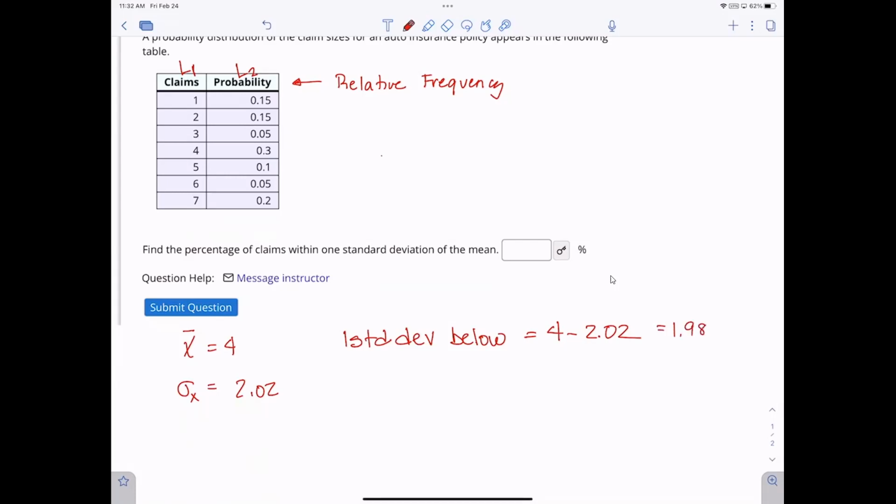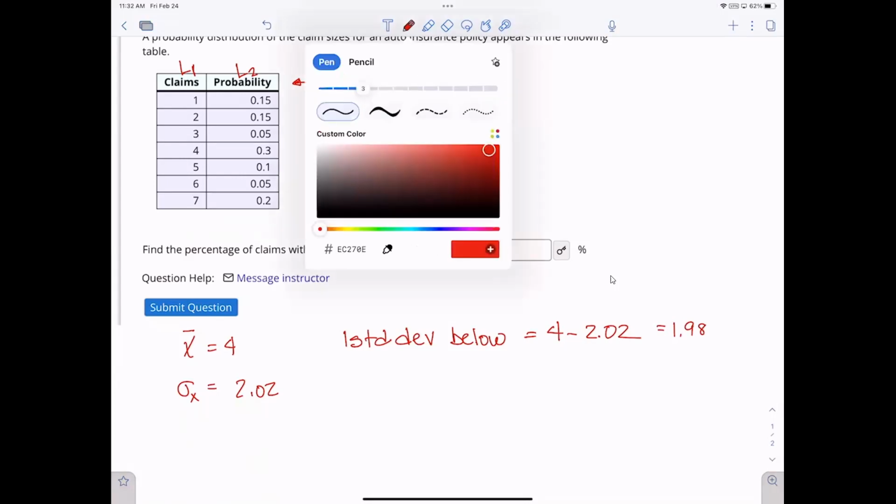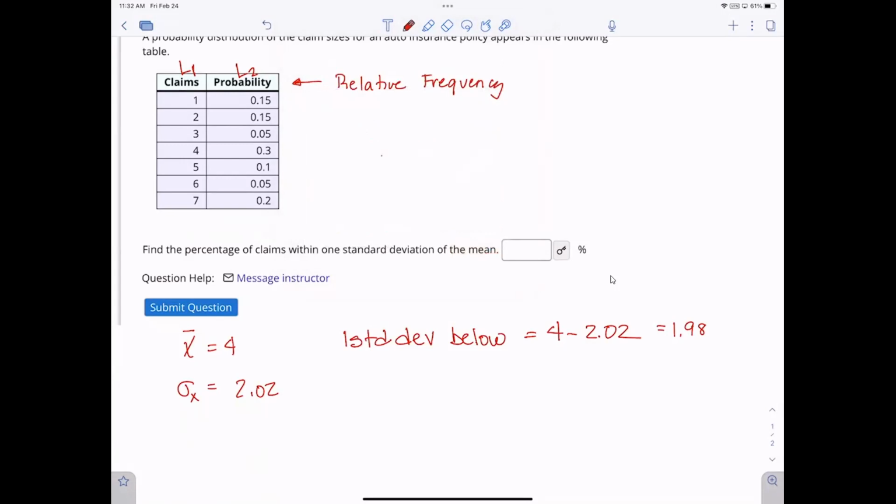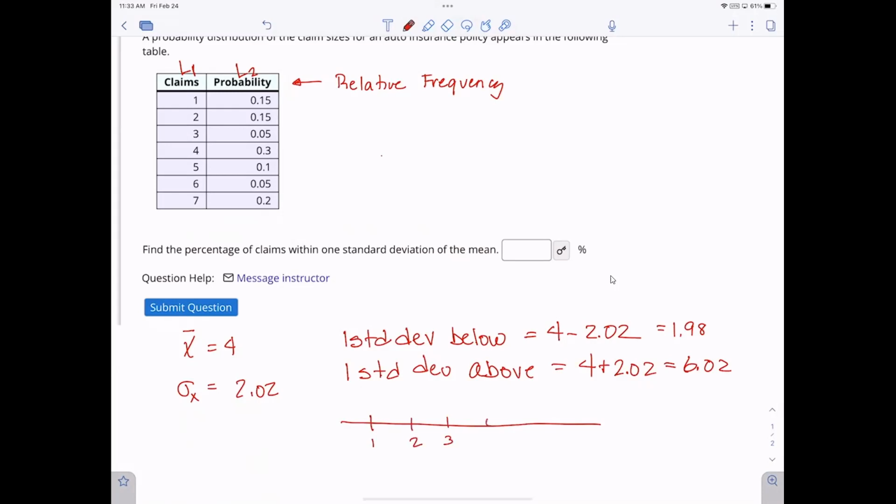And then one standard deviation above the mean, because that's what I'm looking for. So what proportion of my values lie in between these two values? I didn't say that very well. But okay, so one standard deviation above the mean is 4 plus 2.02, and that is going to be 6.02. So now I'm looking for what values are between 1.98 and 6.02. And this is a discrete probability distribution. So if I look at what this looks like on a number line, my values can take 1, 2, 3, 4, 5, 6, and 7.